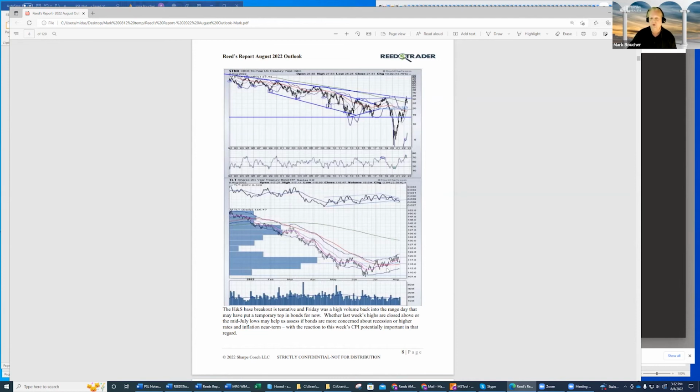And remember, most false breakouts occur when it's against a higher time frame trend. And so that's telling you that bonds are getting more and more concerned about inflation. It's going to be a problem for the Fed. It's going to be a problem for the market.